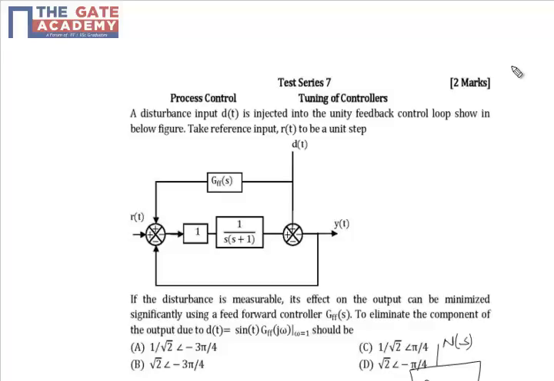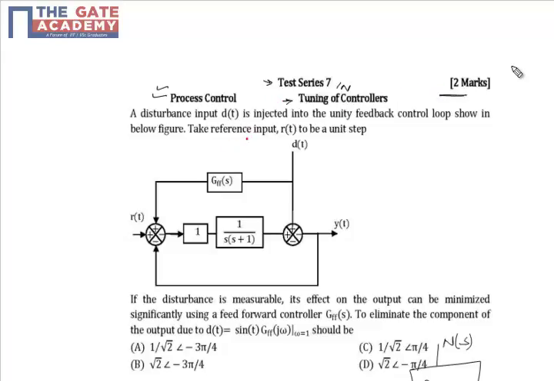So now we discuss all the questions that are asked from the subject process control. So process control from test series 7 in IN. The first question is for 2 marks, and it is from the topic tuning of controllers.